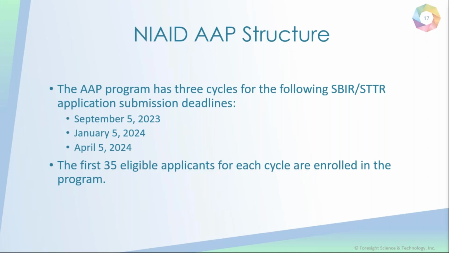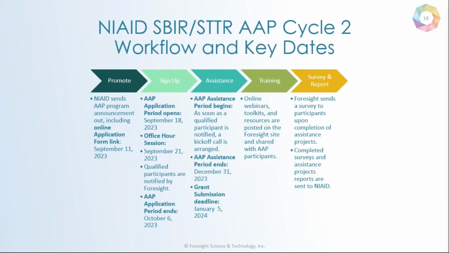The first 35 eligible applicants for each cycle will be enrolled in the program. So as Hijau mentioned, this is a first come, first served approach. So please submit your applications to this program early, because space is limited. We definitely have a wait list, but again, we encourage everyone participating in this webinar today to submit your application as early as possible. A little bit about the cycle 2 workflow.